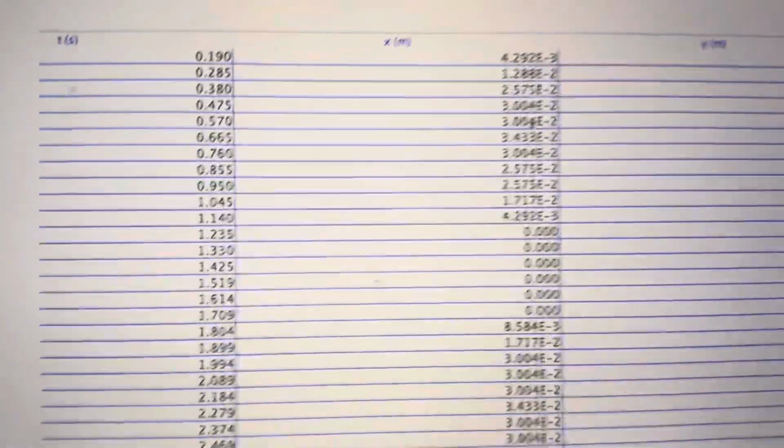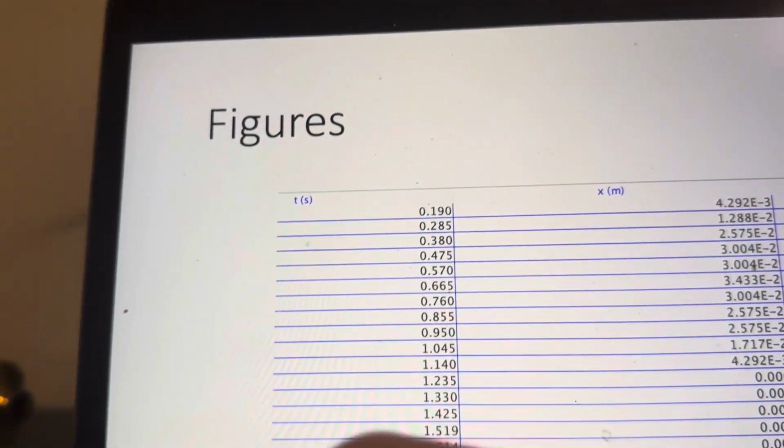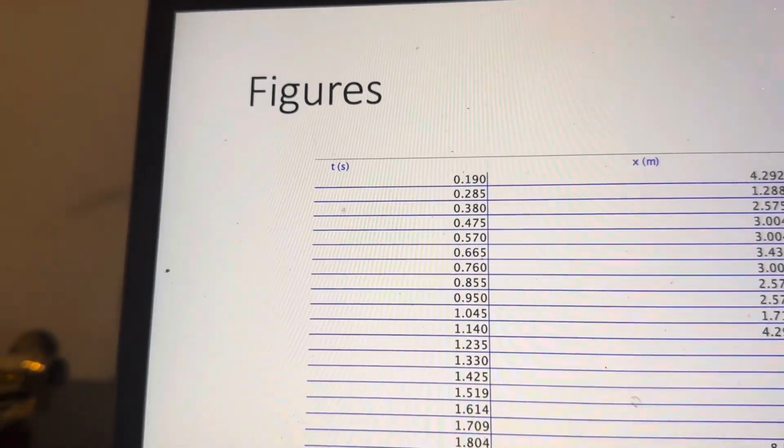Alright, so the figures, as you can see, as time increases, the x at one point gets positive away from the axis, then it's at 0, then it's away from the axis again.